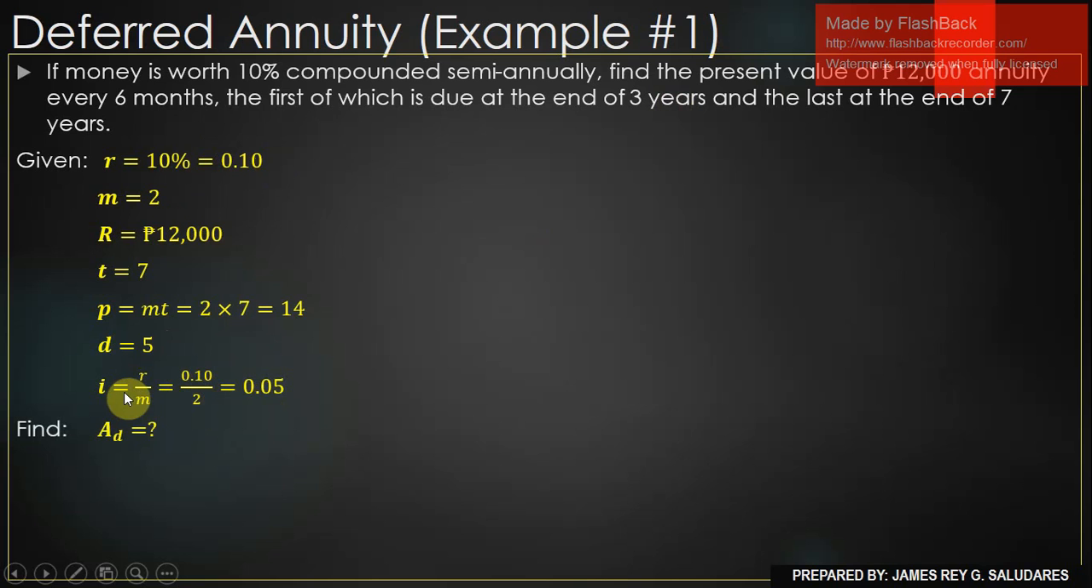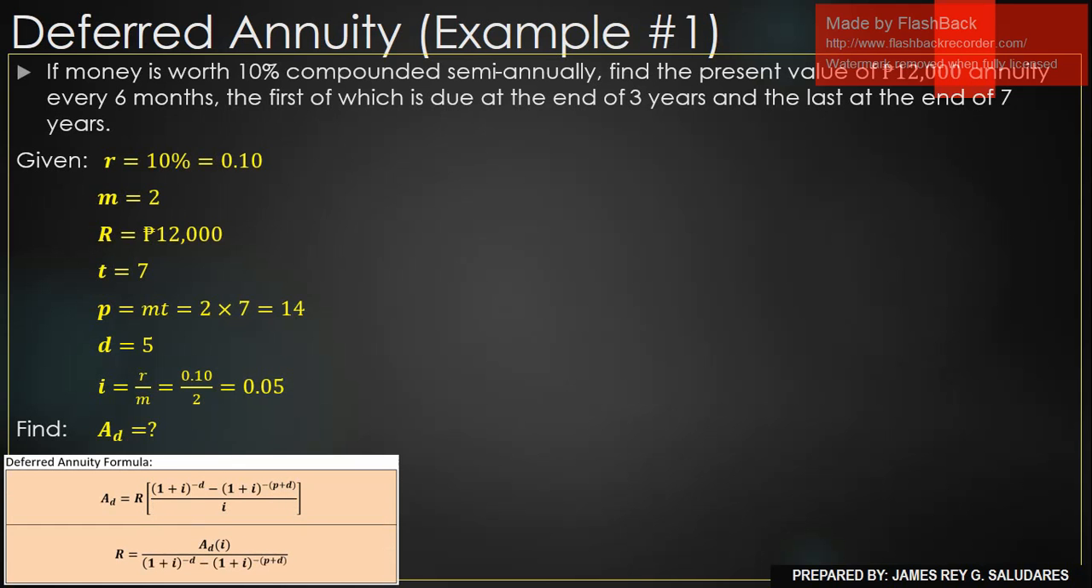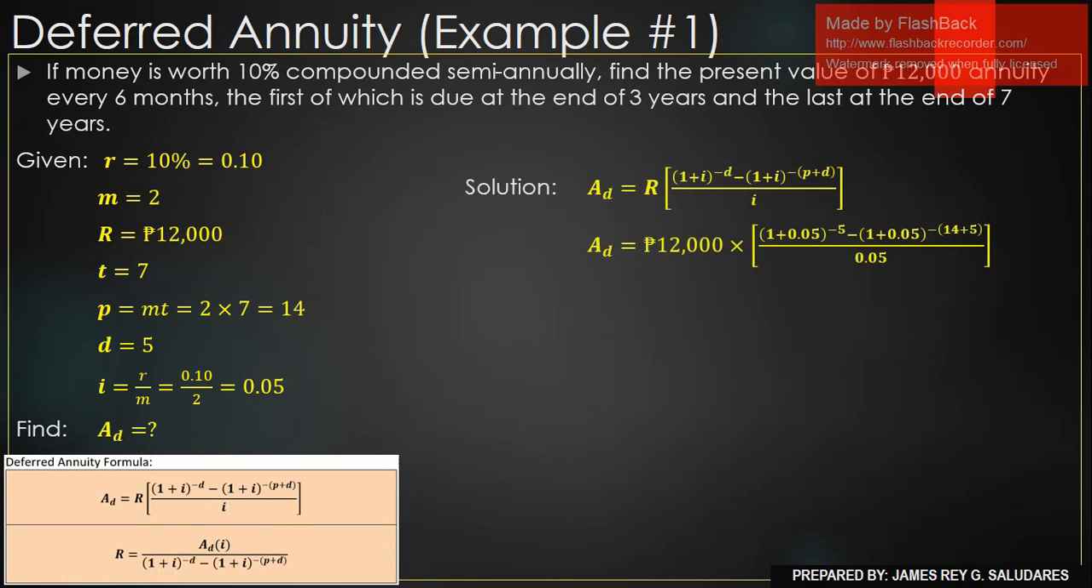You're looking for the annuity due, or the present value of your annuity due, so you have AD. If we flash back the formula for the annuity due, you have this one. So the solution for annuity due: your R, the periodic payment, is 12,000. Your I is 0.05. Your deferred period is 5. Again, your 1 plus I, where I is 0.05. So substitute all the values of the given in your formula, and you will arrive at this one.